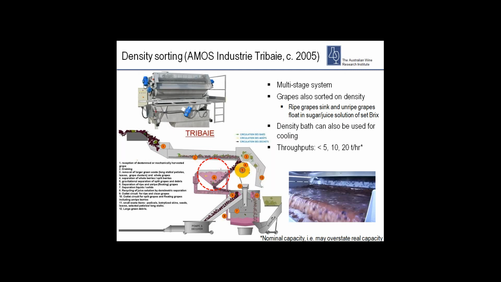I've circled the density bath in the schematic on the left, and I've got a picture of it on the right, and the overflow you can see is the unripe. It has a few unripe grapes in it that are coming over the top with the overflowing sugar or juice solution. This density bath can also be used to cool grapes if the solution is connected to a refrigeration system.